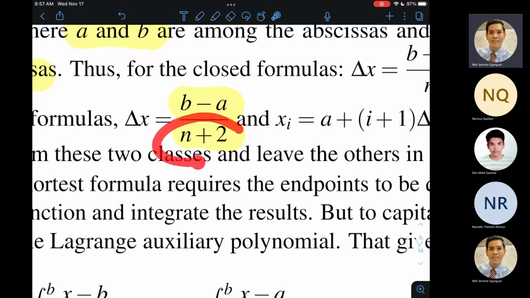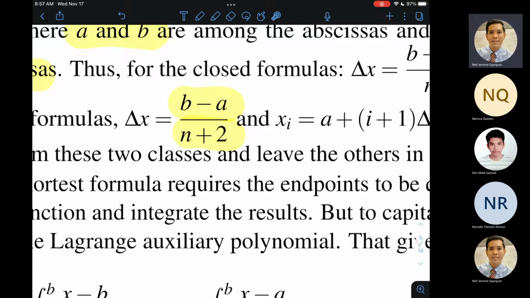Kaya mas malaki yung denominator dito kasi mas maraming sub-intervals yung kinoconsider natin. Okay, so we're going to get n plus 2 subintervals. So that means we have n plus 3 data points. Bakit naging n plus 3 yung data points? Kasi pipili tayo ng n plus 1 data points dun sa interior. And si A at saka si B, kasama sila dun sa pagdi-divide ng subinterval. Pero dun sa final formula, n plus 1 data points lang yung gagamitin natin, kasi pwera yung A at saka si B.